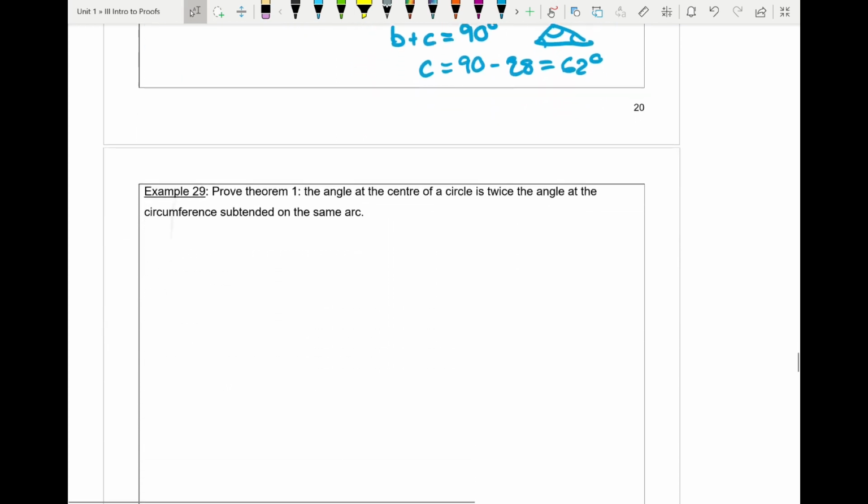All right. So that was using all these theorems to find the values of pronumerals, but what if we're asked to prove a theorem? So theorem 1, which just as a reminder is the angle at the center of a circle is twice the angle at the circumference subtended on the same arc. So let's first of all draw what this looks like. There's our circle. There is our center. We have some point on the circumference, and the arc subtends to the center, and we're trying to show that this angle here is twice that angle up there.